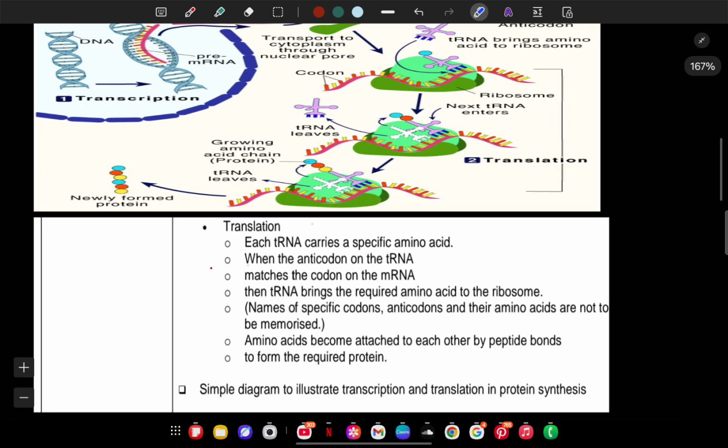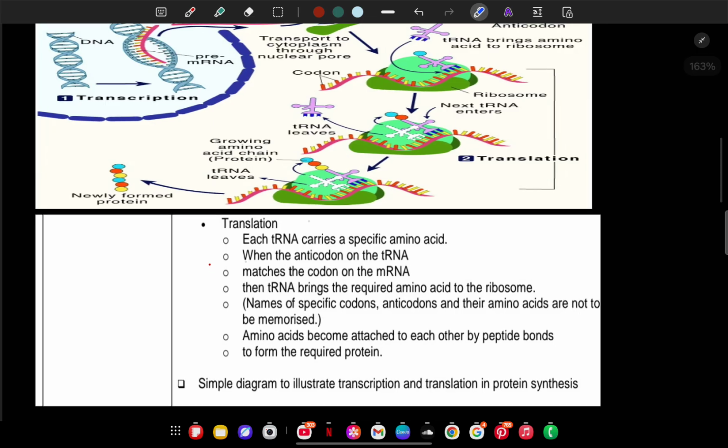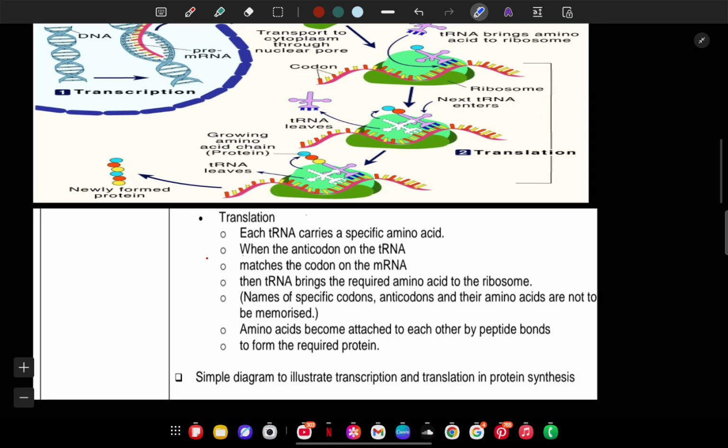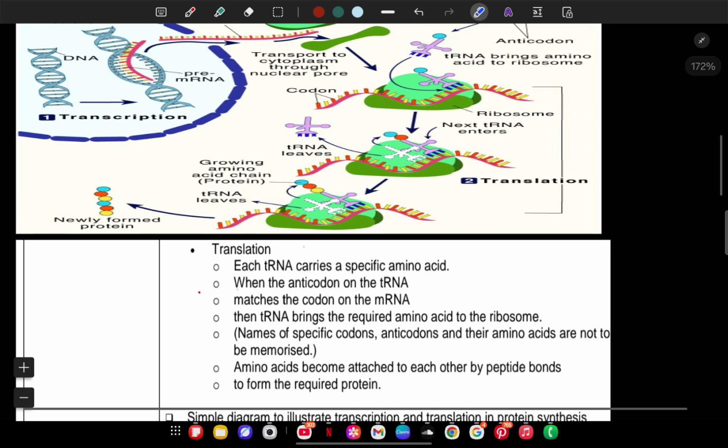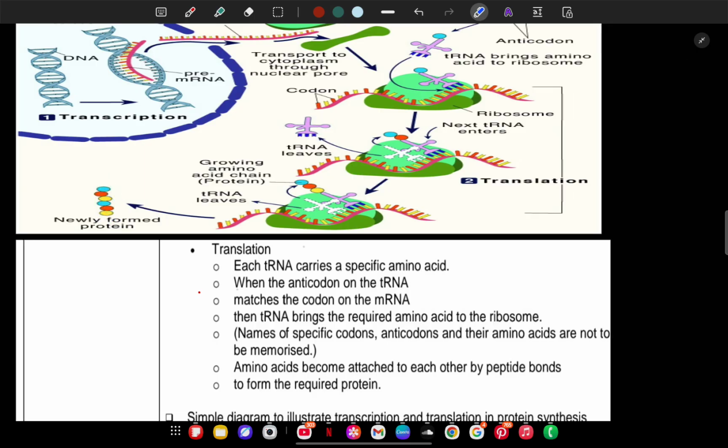And then we say, like it said here, names of specific codons, anticodons and their amino acids are not to be memorized. It's always given in the data when they ask you questions. Amino acids become attached to each other by peptide bonds. When these are protein symbols, they are held together by peptide bonds. Don't confuse the weak hydrogen bonds from the DNA molecule with these peptide bonds from the protein molecule.